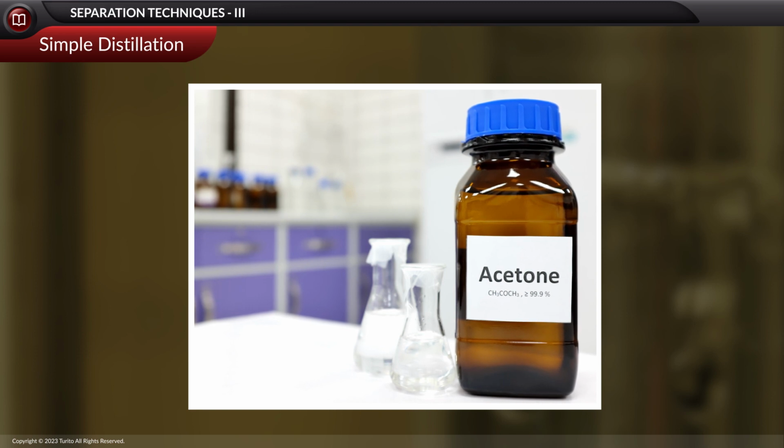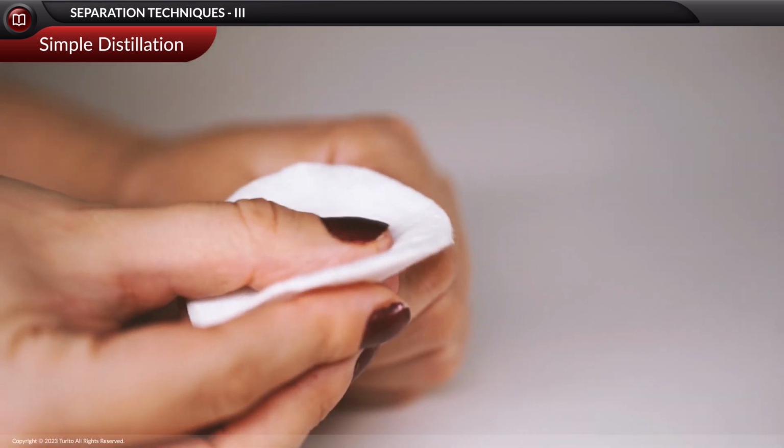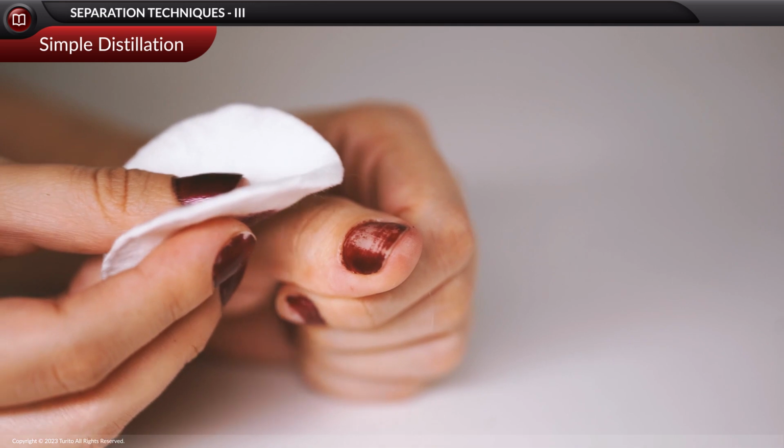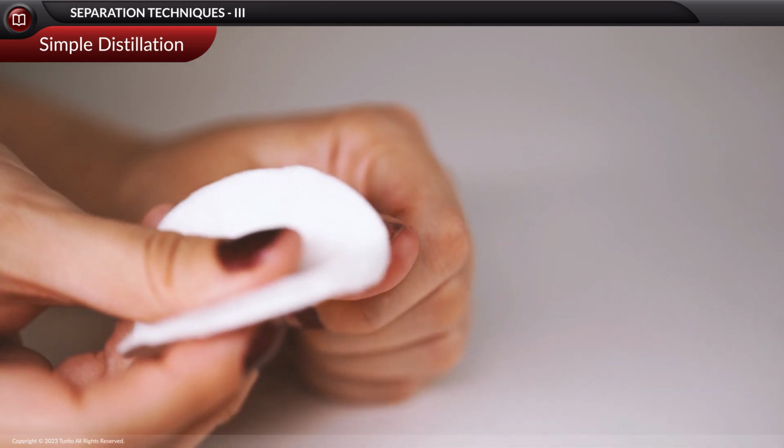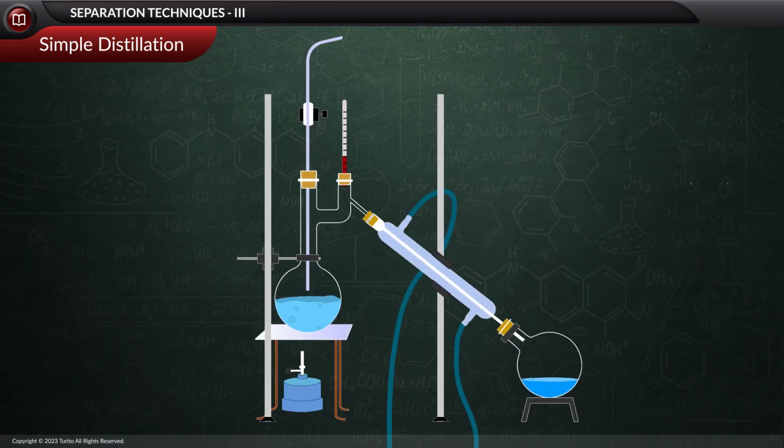Do you know where we use acetone? Yes, you are absolutely correct. It is used as a nail polish remover. So, without further delay, let us see the distillation of acetone.